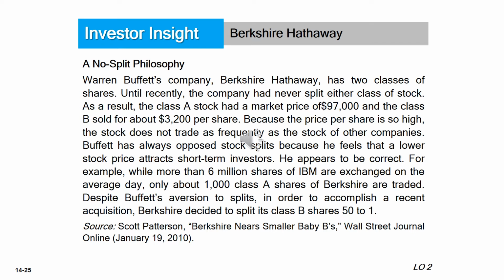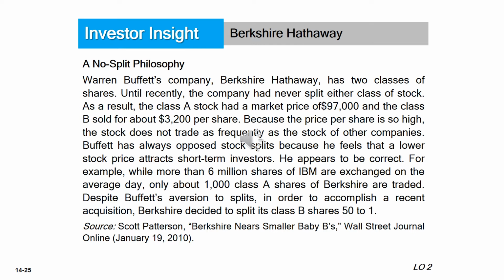As a result, the Class A stock had a market price of $97,000 and the Class B sold for about $3,200 per share. Now, this is a kind of old article. The prices have increased dramatically since then, but let's keep reading. Because the price per share is so high, the stock does not trade as frequently as the stock of other companies. Buffett has always opposed stock splits because he feels that a lower stock price attracts short-term investors.